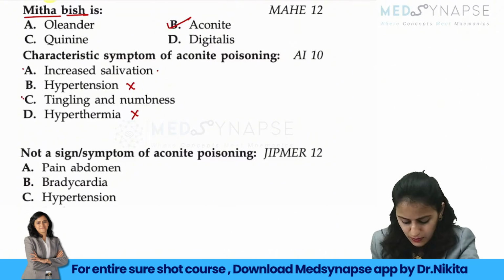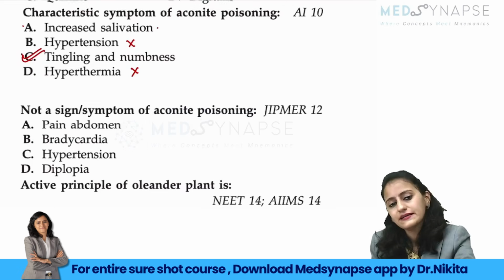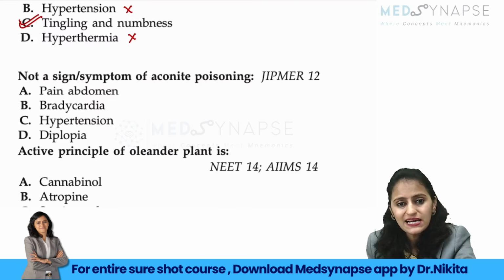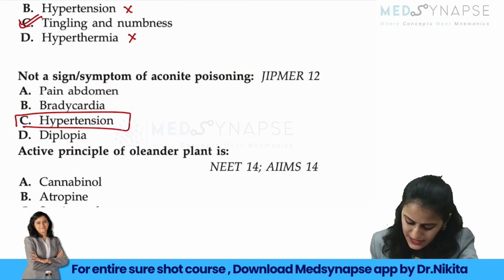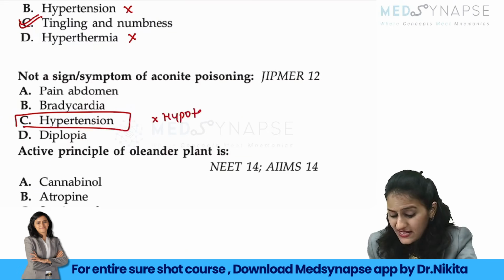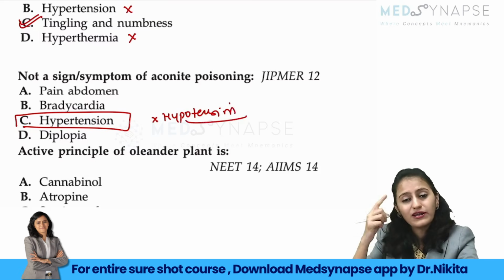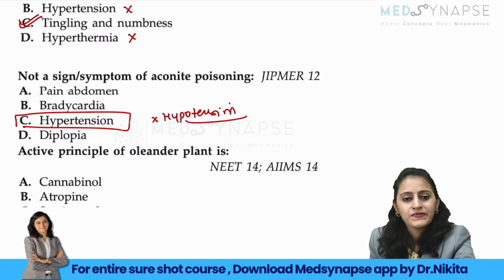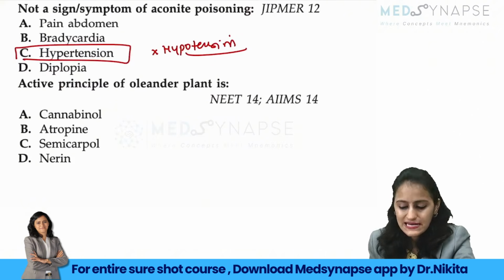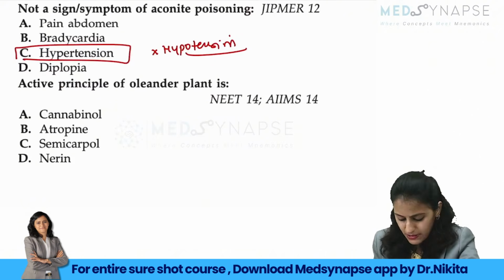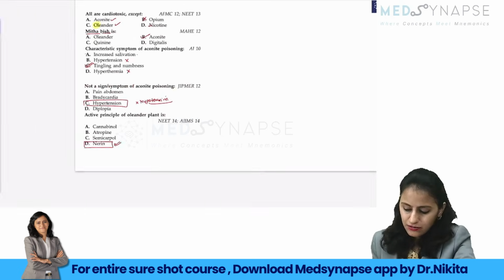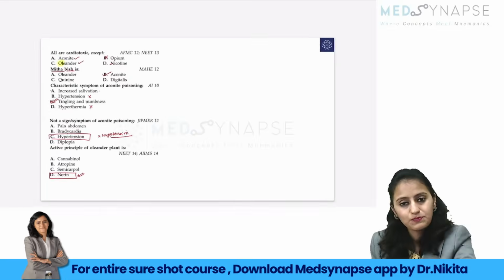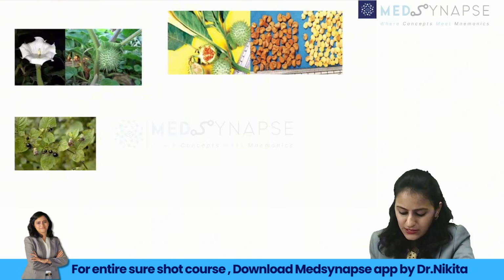If we have to go with one, the better answer is tingling and numbness. Not a sign or symptom of aconite poisoning: out of this, the best is hypertension. We know that it causes hypotension. Remember the people falling down with hypotension. Active principle of oleander plant. Remember the Nerium and the Cerbera. So remember it is nerin. Nerium is nerin. Oleander plant. So that was about these questions.